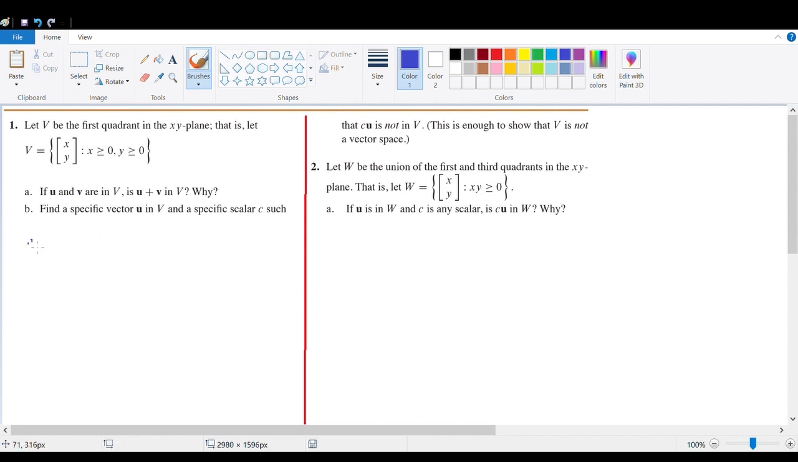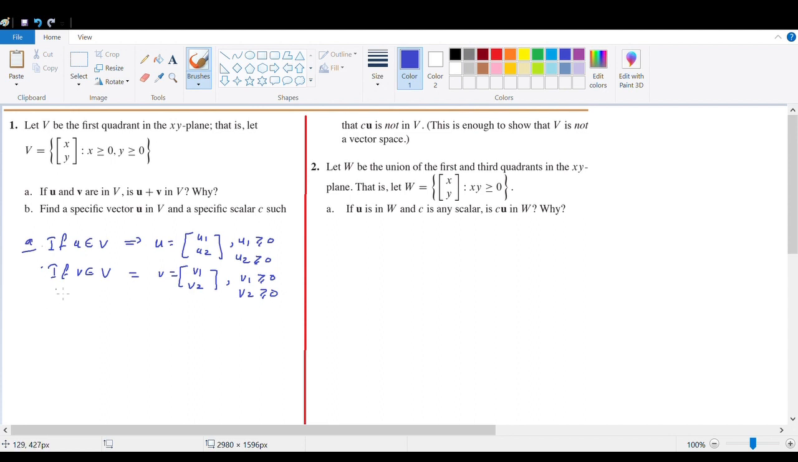So if u is in V, that means u equals (u1, u2), where u1 is greater than or equal to 0 and u2 is greater than or equal to 0. Similarly, if v is in V, that means v equals (v1, v2), where v1 is greater than or equal to 0 and v2 is greater than or equal to 0.